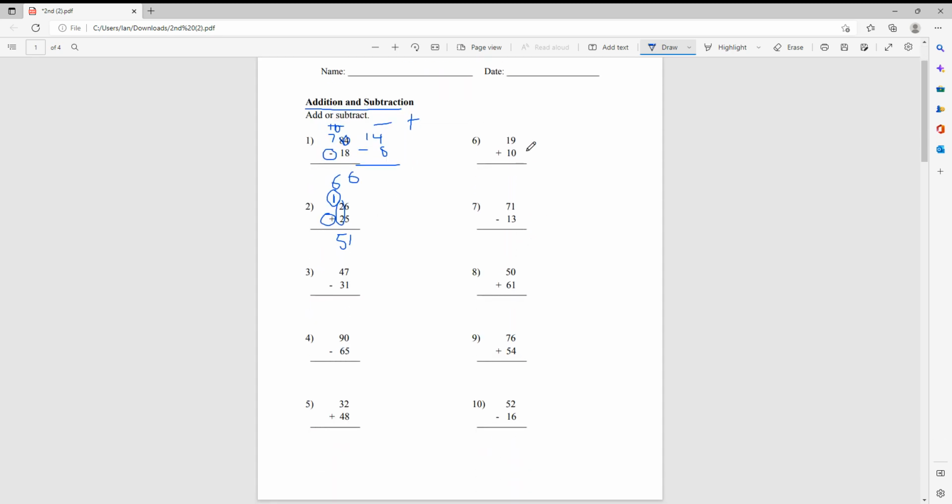Let's see number 6. So this is pretty easy. So it's addition. So 9 plus 0 which equals 9 because 0 has no value. And then it's just simply 1 plus 1 which equals 2. So our answer is 29.